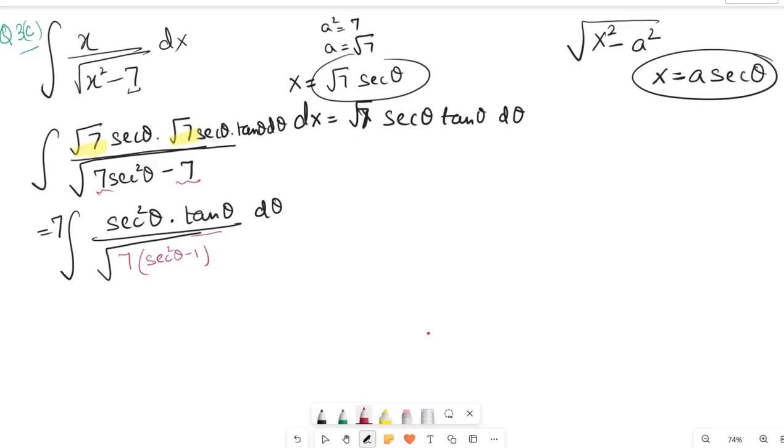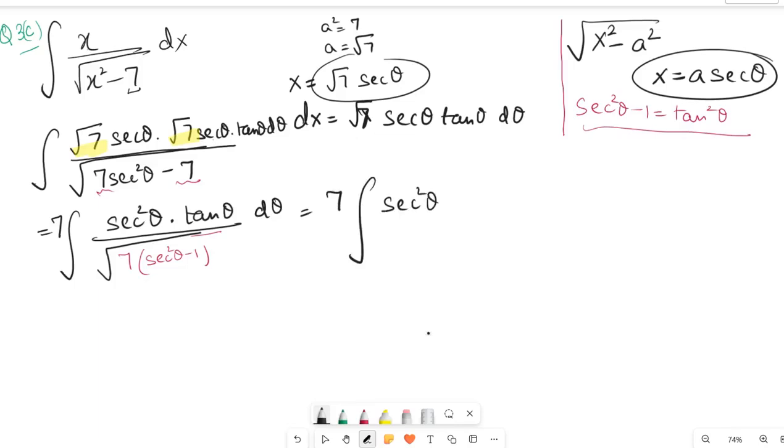Now we know from our trigonometry, secant squared theta minus 1 can be replaced by tangent squared theta. This is an identity from trigonometry. So this is 7 secant squared theta tangent theta d theta by root 7, which can separate out. Secant squared theta minus 1 is tangent squared theta. Square root of that is just tangent theta.